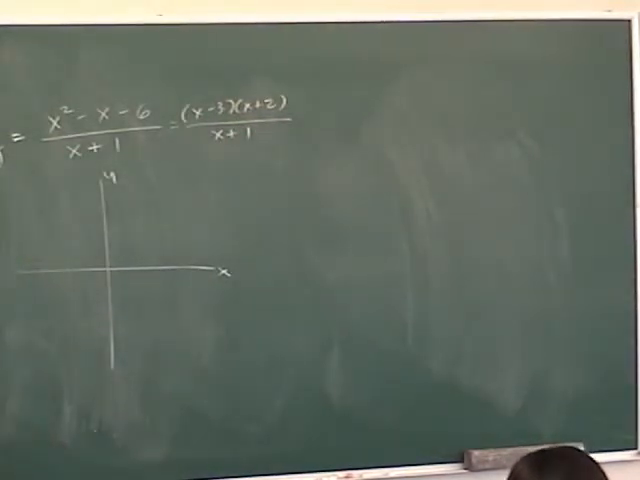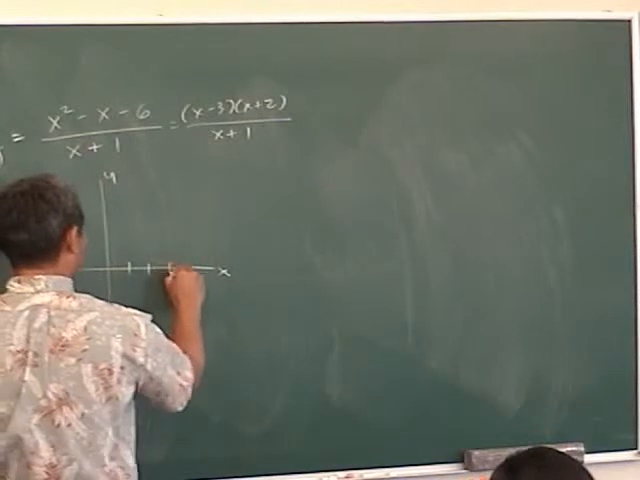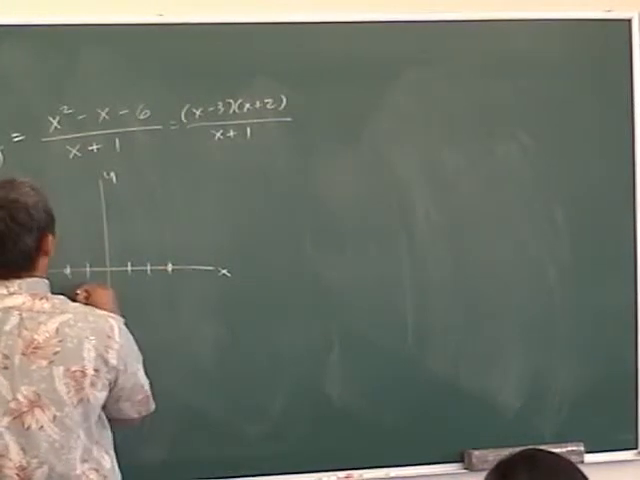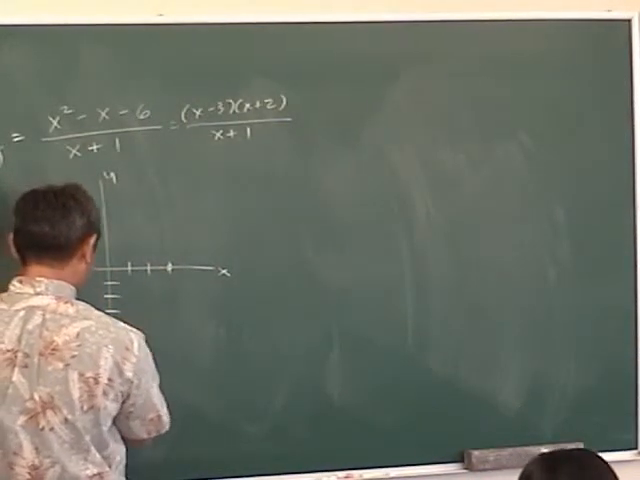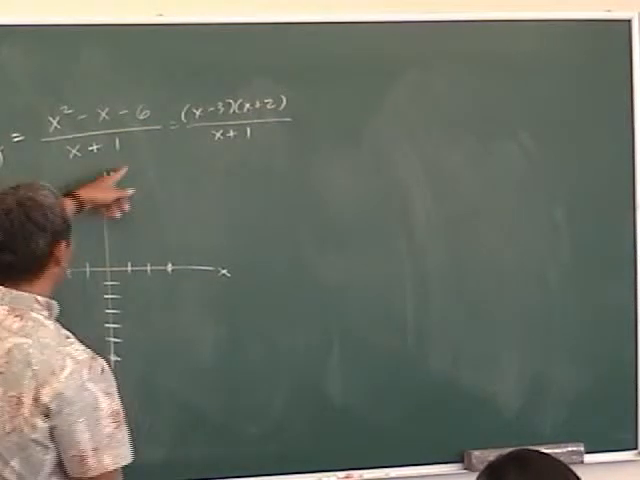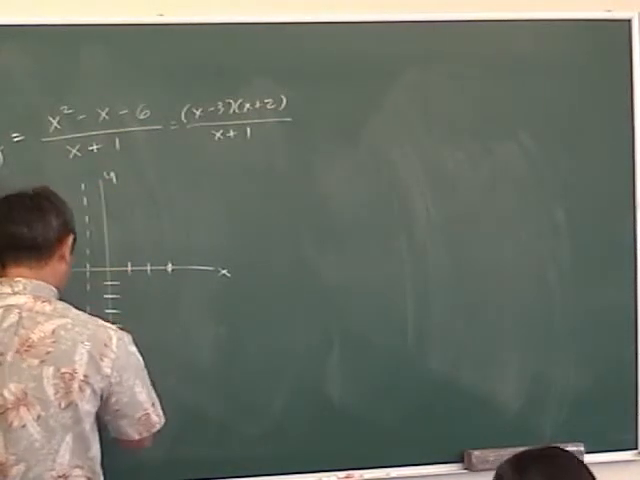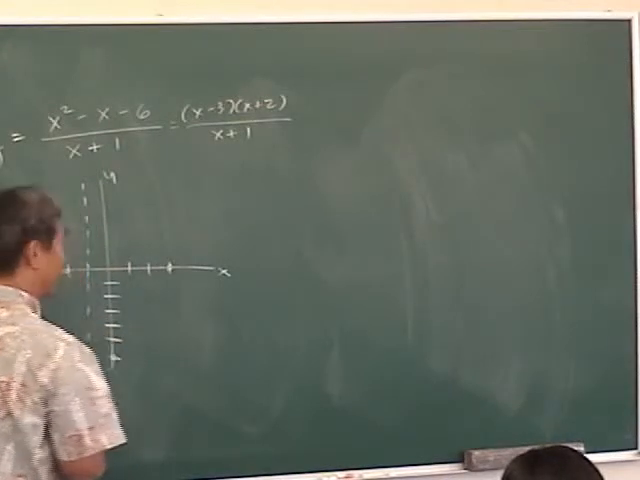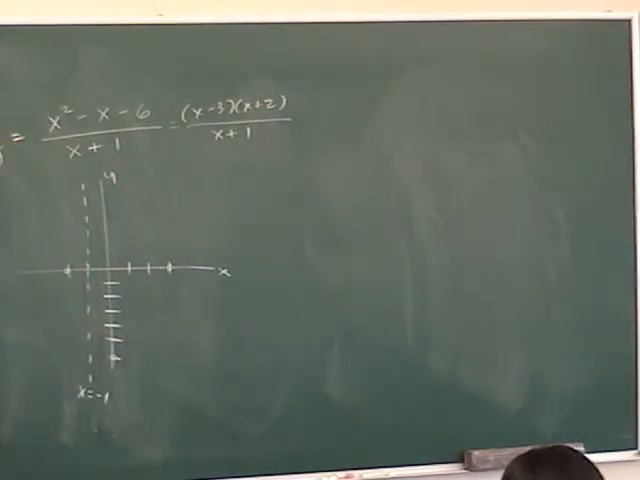Okay, so what are the x-intercepts? 3, -2. The y-intercept is -6. Right, look at this one, see, -6 over 1. Vertical asymptote, x equals -1. Okay, but now, since the degree of the top is bigger than the bottom, there is no horizontal asymptote, but there is another kind of asymptote. What did we learn last year?